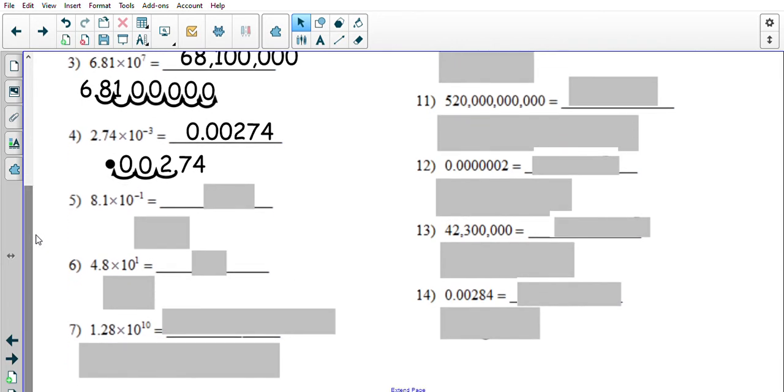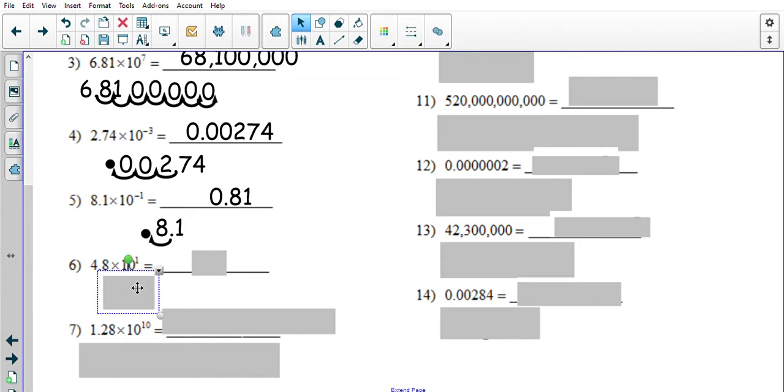Number 5, I'm also going to move the decimal point to the left because it's a negative exponent, but only to the left 1 place. So that's going to get us 0.81. Now you'll notice I have the 0 that's in front of the decimal point. It's not required, but I do still like to include it. Number 6, 4.8 times 10 to the 1st power. Move the decimal point to the right this time. So that'll get us 48, because really all we're doing is taking 4.8 times 10, which is 48.